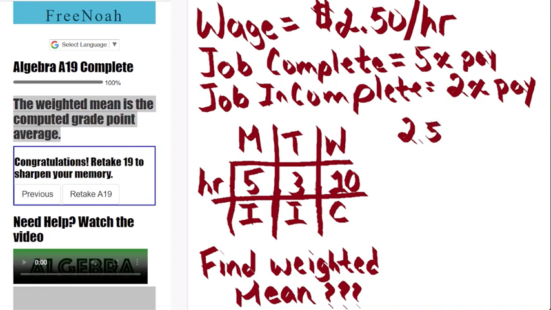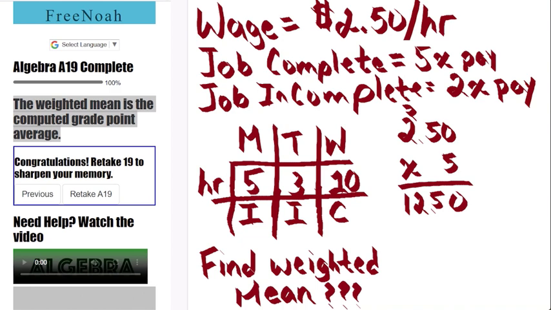Here we go. So we have $2.50, and we're going to multiply by 5. So here we have 5 times 5. Drop down the 5, carry over the 2, and we're left with $12.50. And since he did not complete his work, we're only going to double his pay here.